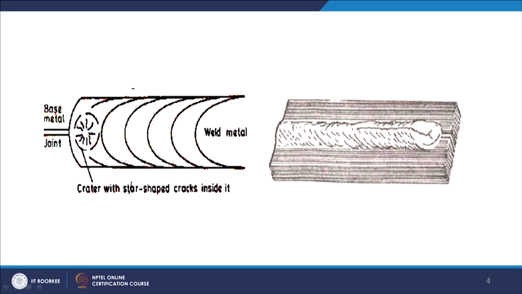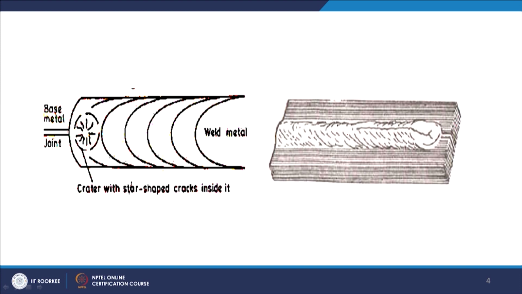What is happening in the crater cracks: either you have the paw shaped, star shaped cracks, or what you see here, which results in the formation of longitudinal cracks. Normally these crater cracks start when you stop somewhere and then restart. In those cases you will have the appearance of these star shaped cracks.